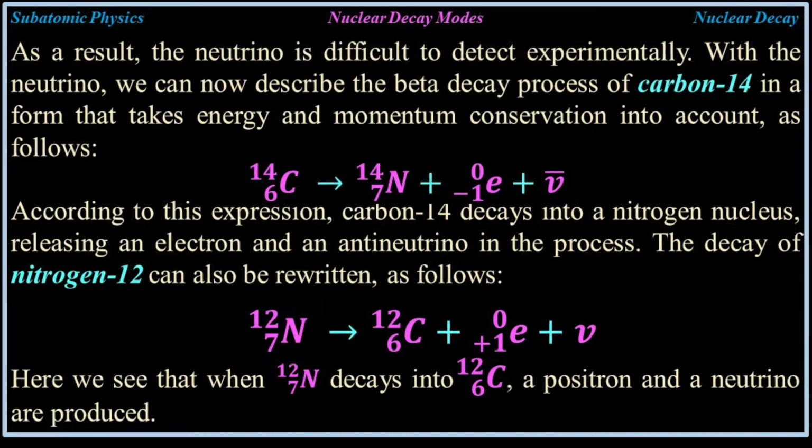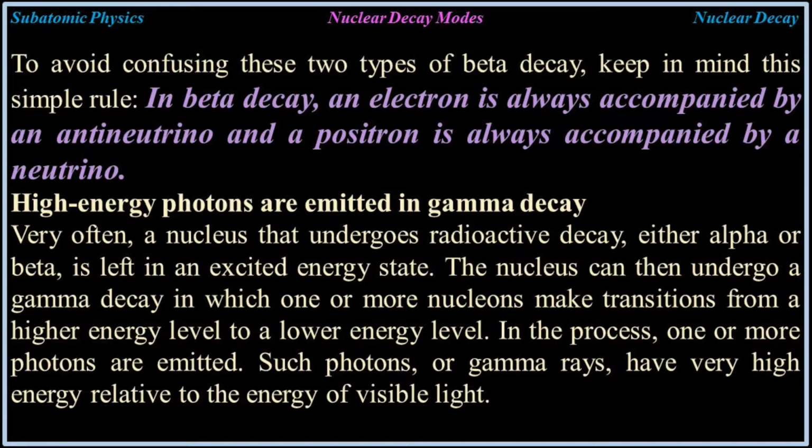Here we see that when nitrogen-12 decays into carbon-12, a positron and a neutrino are produced. To avoid confusing these two types of beta decay, keep in mind this simple rule. In beta decay, an electron is always accompanied by an antineutrino, and a positron is always accompanied by a neutrino.